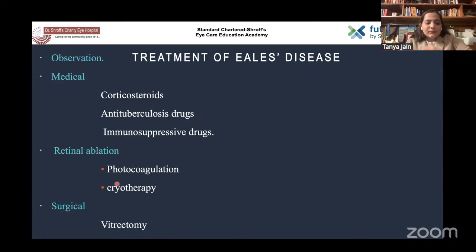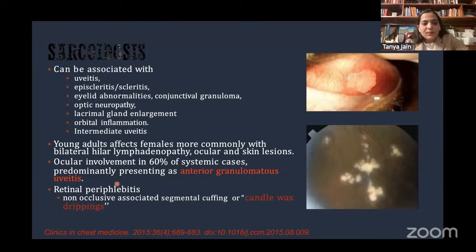So the treatment is definitely corticosteroids. If there is any evidence of TB, then maybe a course of ATT also, and sometimes immunosuppressive drugs. Retinal ablation is very, very important. These ischemic areas need to be lasered off in order to prevent recurrent bleeds, and again, vitrectomy would be the treatment if there is recurrent vitreous hemorrhage.